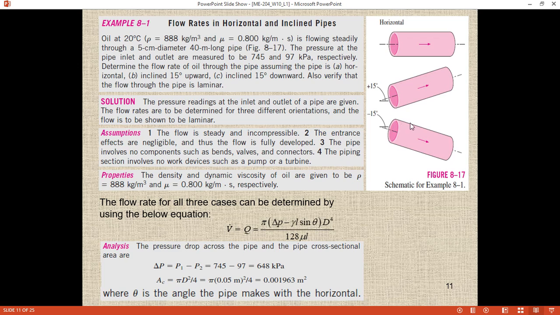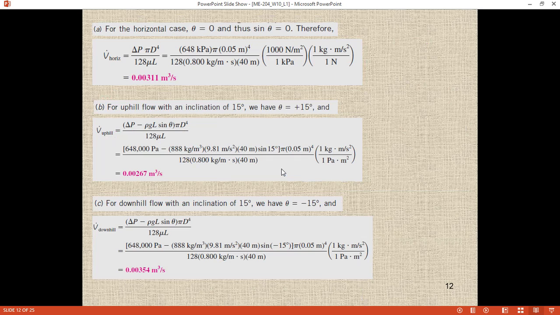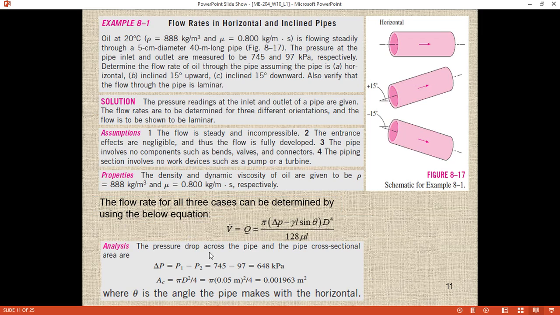Okay, so this is the horizontal axis and it's making an angle. So let's solve the problem one by one. In the first case, if the pipe is horizontal, theta is equal to 0, then sine 0 is equal to 0, so it will become pi delta p d^4 over 128 mu l.